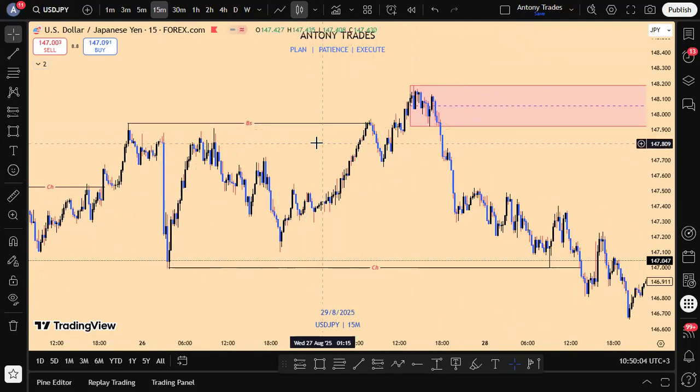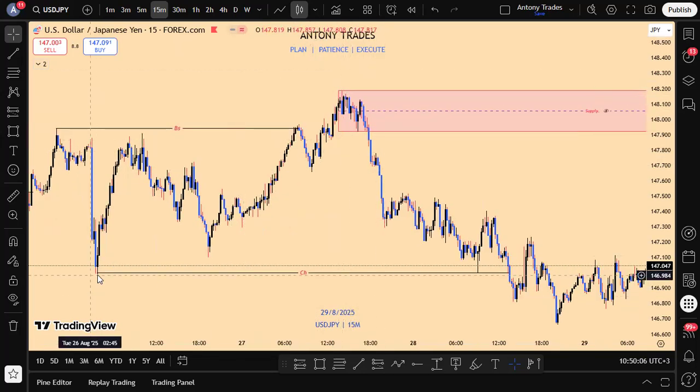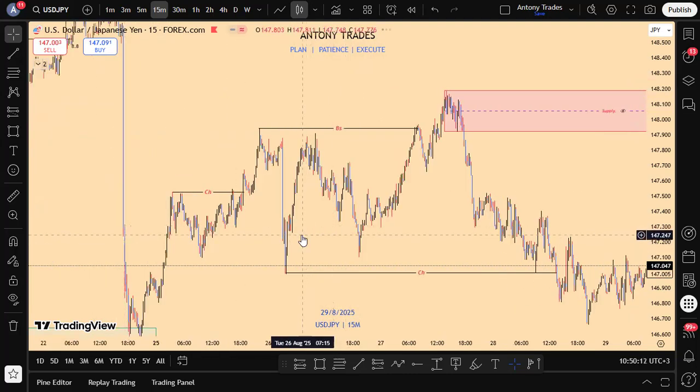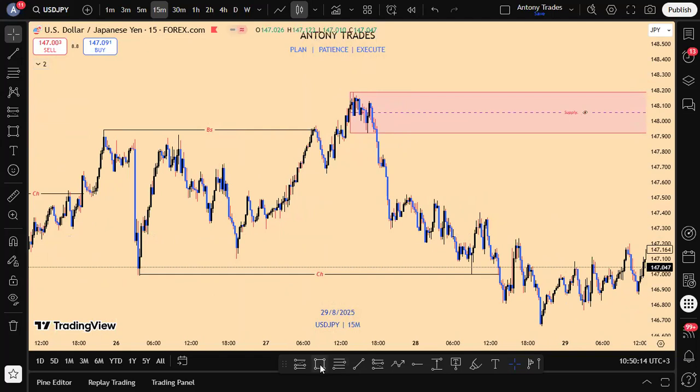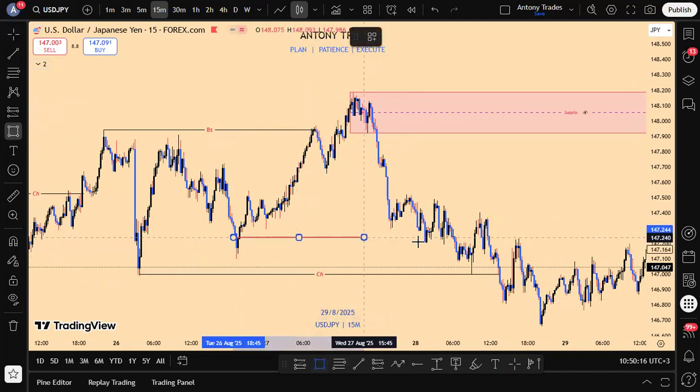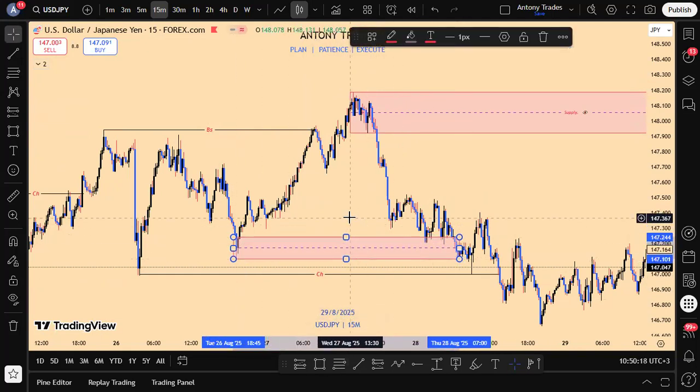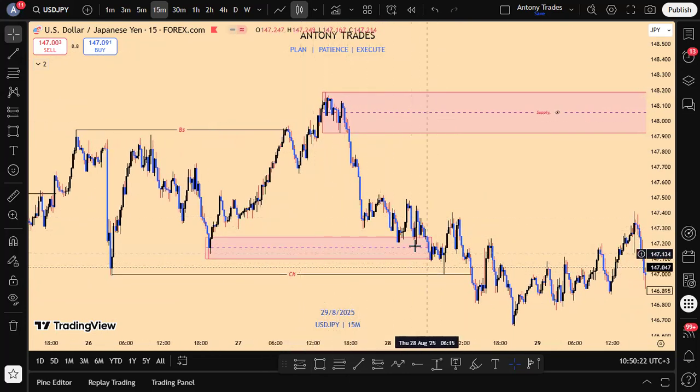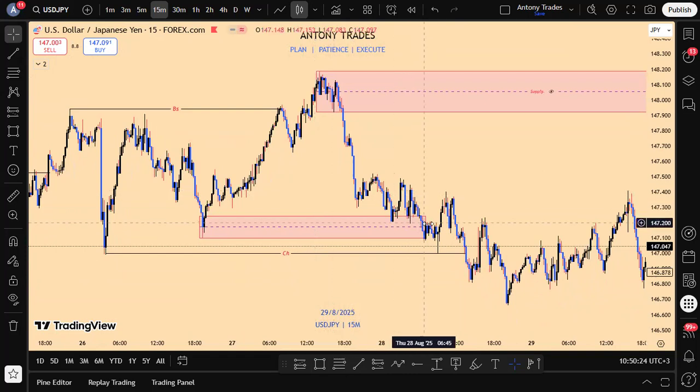After this one, this was our strong high, and this was our weak high, and this was our strong low. So we were anticipating to catch a buy from this area. You see this area? That is the area that I was anticipating to catch a buy, but market never gave us a confirmation for us to take that trade.